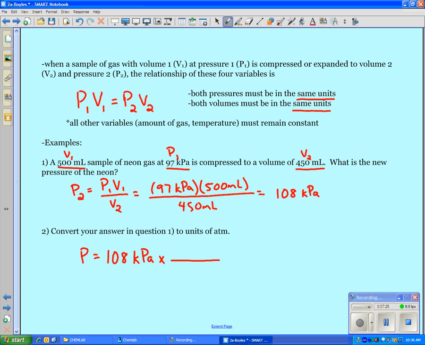Take that unrounded number, multiply by our unit conversion factor. So we want ATM, atmospheres, so those are going to go on the top. And we're going to cancel kilopascal, so they go on the bottom. Our equivalencies are 1 atmosphere for 101.325 kilopascals. So again, using that unrounded number in your calculator, times 1, divided by 101.325, your new pressure is 1.06 atmosphere.